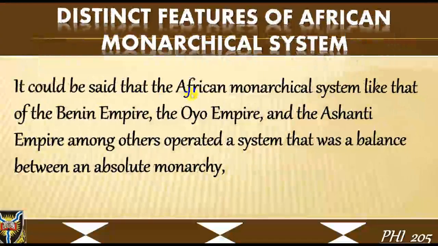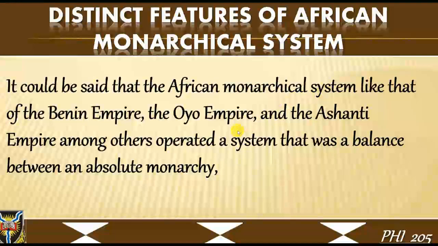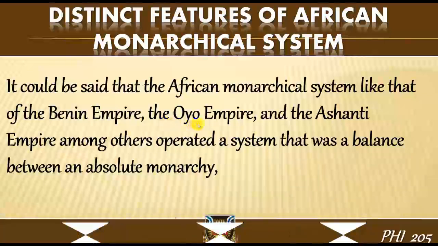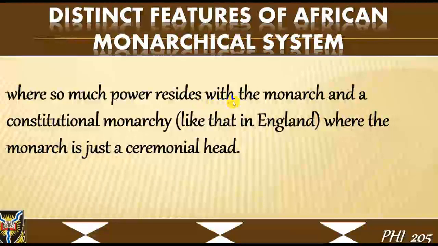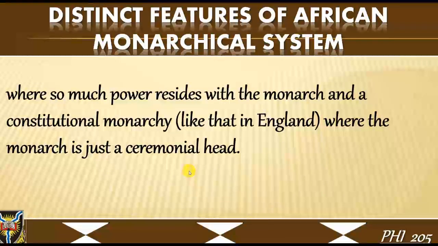It could be said that the African monarchical system, like that of the Benin Empire, the Oyo Empire, and the Ashanti Empire, among others, operated a system that was a balance between an absolute monarchy, where so much power resides with the monarch, and a constitutional monarchy like that in England, where the monarch is just a ceremonial head.